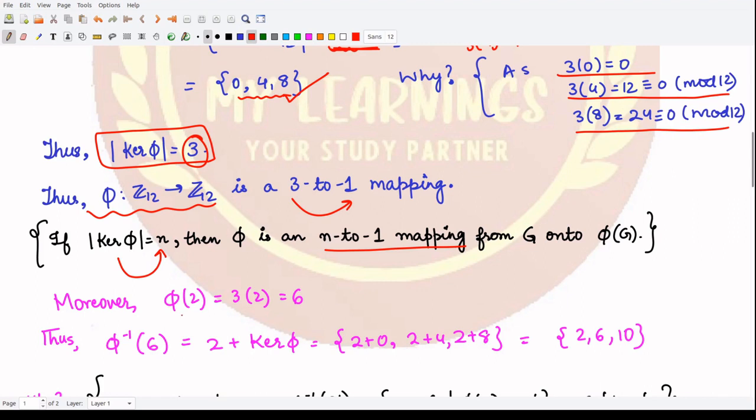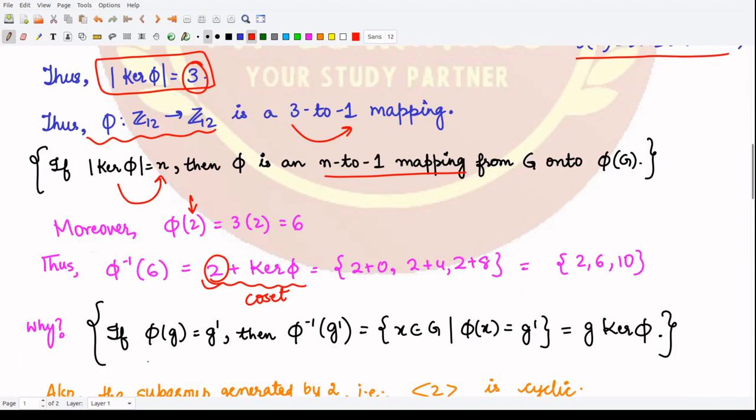Once we have a 3 to 1 mapping, we can verify other properties as well. Take some random element, say 2. We calculate phi of 2. By the definition it is 3 into 2, which is 6 under mod 12. So what is the inverse image? The inverse image of 6 is equal to 2 plus kernel phi. This is the coset generated by the number 2. Why? Because by this property, if phi of g is equal to g dash, then phi inverse of g dash is the coset generated by g. Here, because our operation is addition, we have plus in between. So phi inverse of 6 is equal to 2 plus kernel phi.